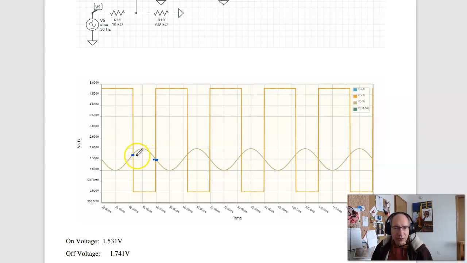And notice that they're different. So here's off, there's on. That little dead zone right there is the hysteresis. That's what comes from the Schmitt trigger.